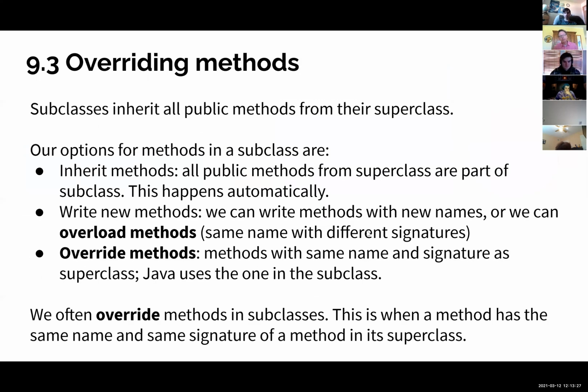You're going to get to practice this. 9.3, overriding methods. Now, we've already learned about overloading methods. So it seems like it's almost exactly the same thing, but it's called overriding methods. So let's just talk about this. Subclasses inherit all public methods from their superclass. And we have 3 ways we can deal with things. And I've got bullet points here.